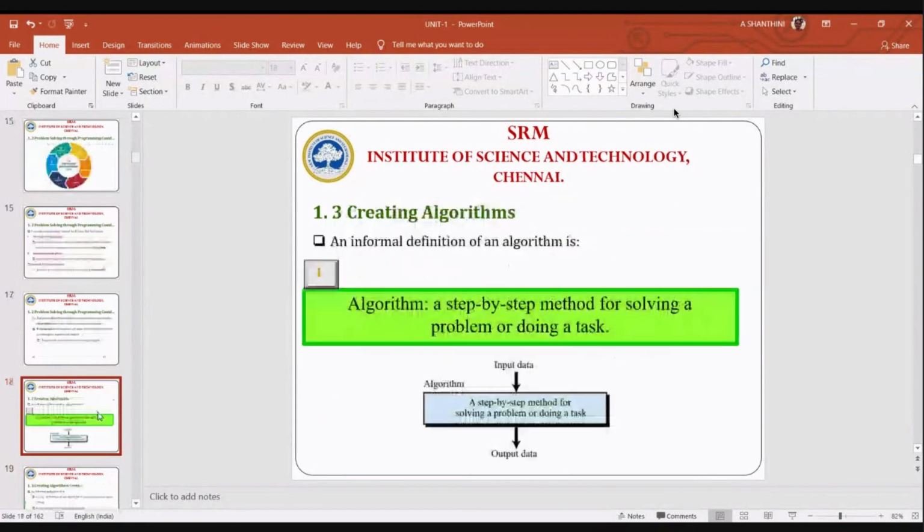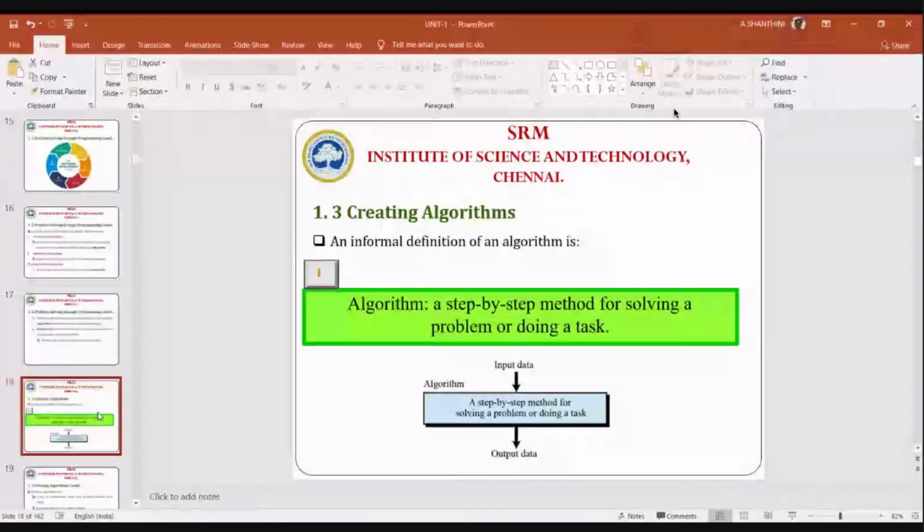Here they have given the steps for how to create an algorithm. We will take an example problem, and we will try to write an algorithm for it.